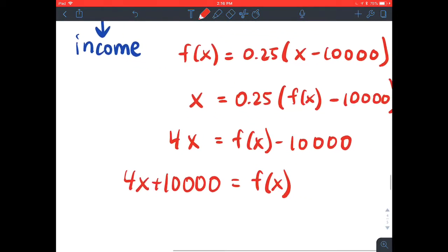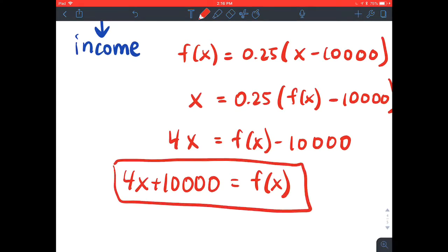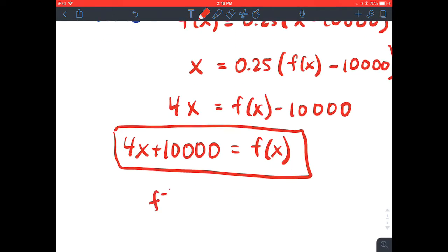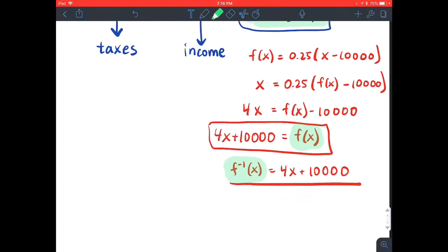Notice that we could also write this as f inverse of x equals 4x plus 10,000. Notice that here it just says f of x. Here it says f inverse of x. This is a matter of notation, so just be careful.